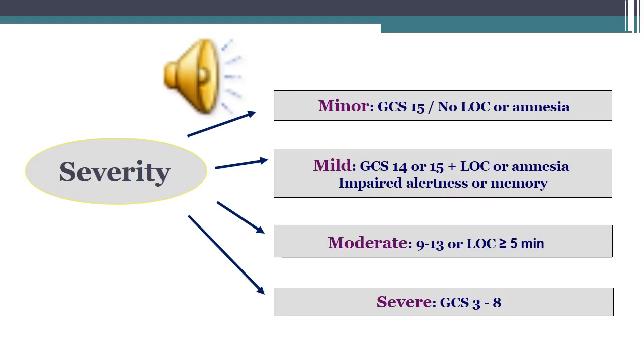In moderate head trauma, there will be loss of consciousness of more than 5 minutes, and the Glasgow Coma score will be 9 to 13. While in severe head trauma, the patient will be in severe coma, vitally unstable, and the Glasgow Coma score will be between 3 and 8.